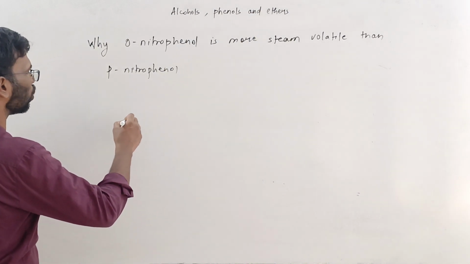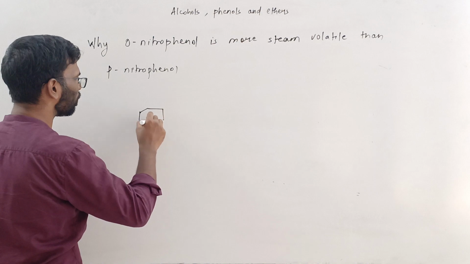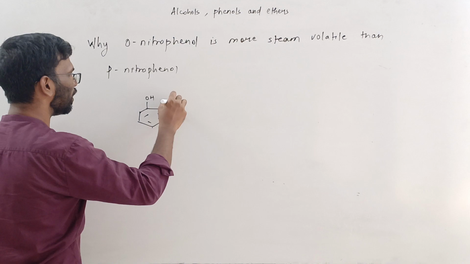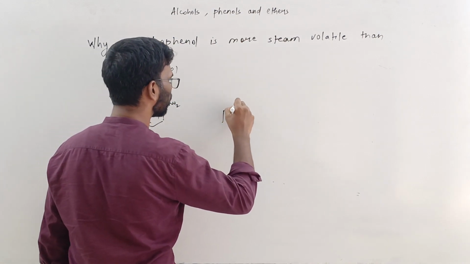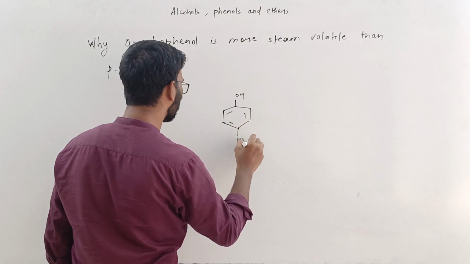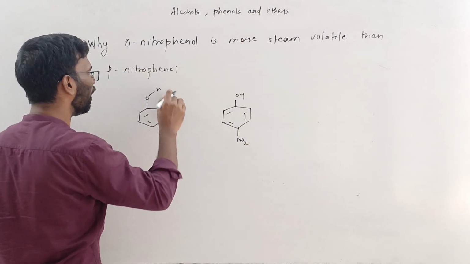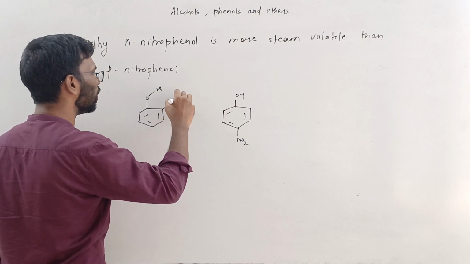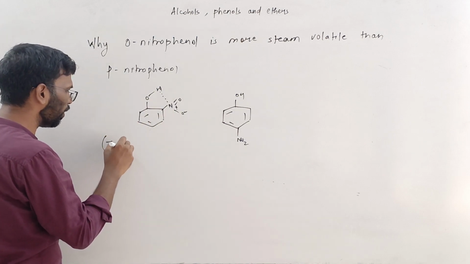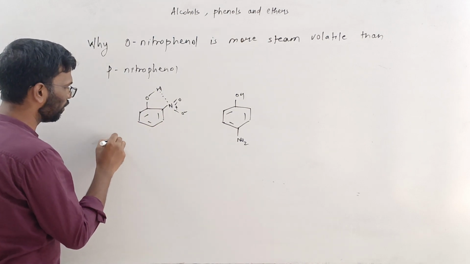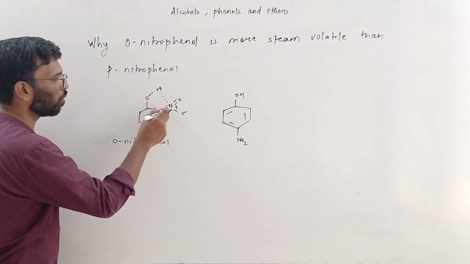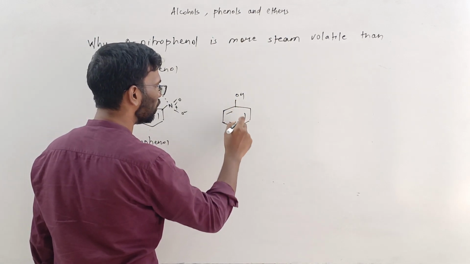So if we write orthonitrophenol, this is OH, and here NO2 is there, and here OH is there, and this NO2. Now if you see, there is a hydrogen and the NO2 group with partial negative charge. There is intramolecular hydrogen bonding. This is orthonitrophenol. This is at ortho position, and this is at para position.